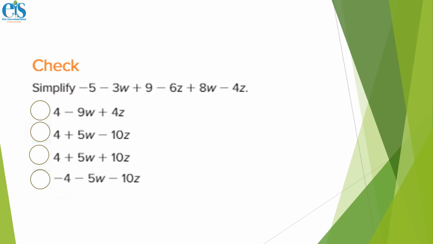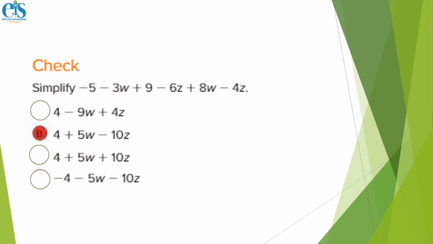Once you're done, let's check the answer. So, you will group the -3w and 8w, or in other words, you will add up after combining the like terms and you will arrive at your answer from the 4 options available there. Let's check your answer. Is this your answer? 4 plus 5w minus 10z.